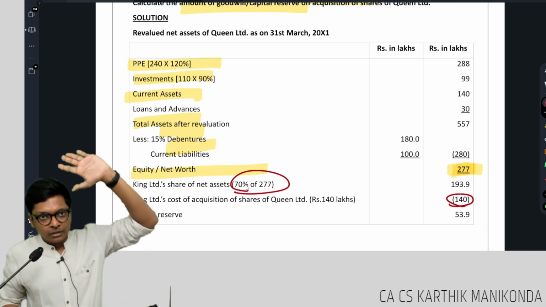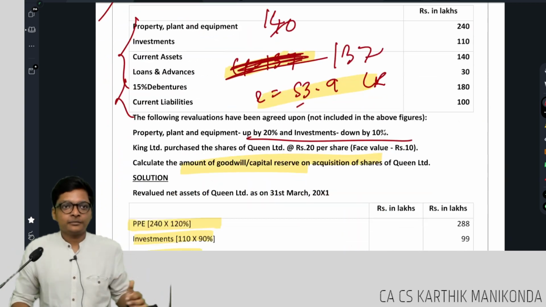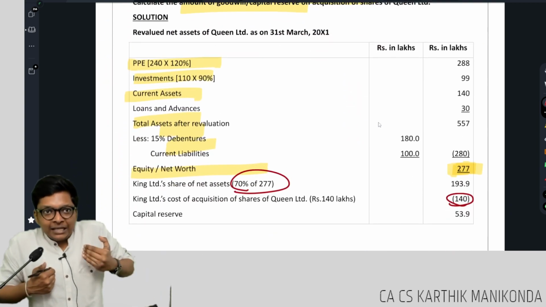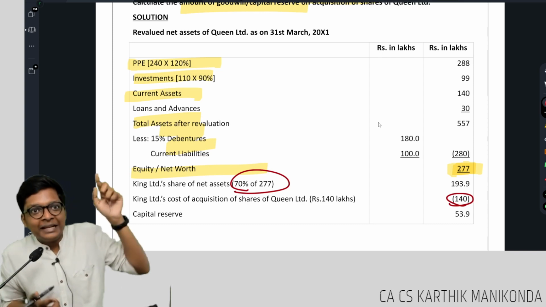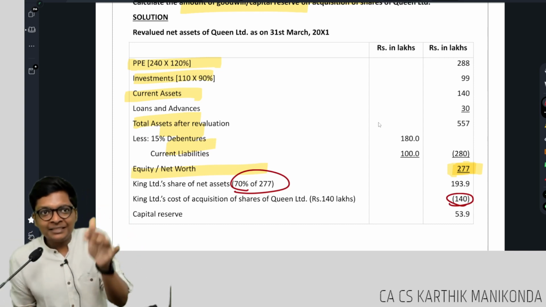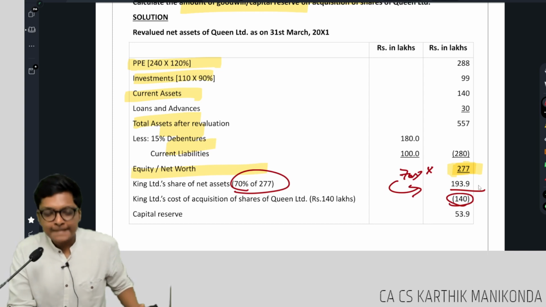Who did that? Forgot to take 70% means you will get 137. I told you that's why the wordings are so carefully drafted. Holding company share of net assets. When will this not come? If I have 100% in subsidiary, no need. So 277 into 70%, 193.9.